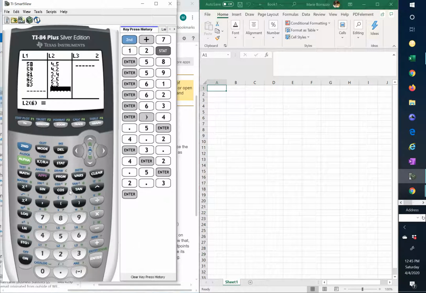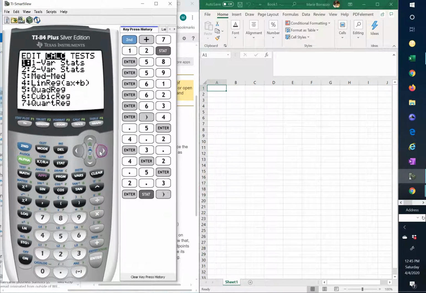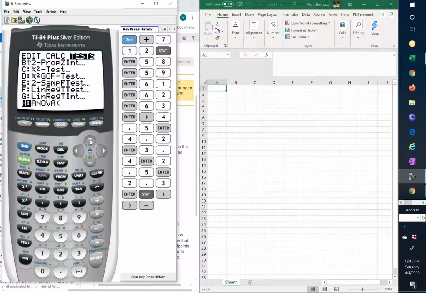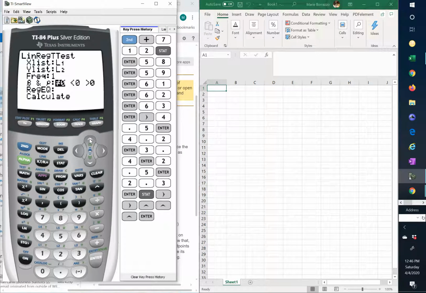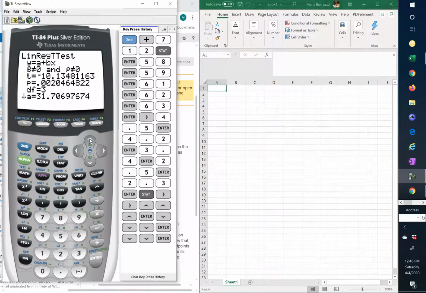Watch. So I'm going to go to stat, I'm going to go over to test, and I'm going to go over to linear regression t-test, which is right here. All I have to do at this point is hit enter, make sure that I have X in list 1, Y in list 2, frequency. This has to be not equal to because we're trying to prove whether it is a good model or not. You see this p-value right here? You see the p-value of 0.002? That's a very small p-value.